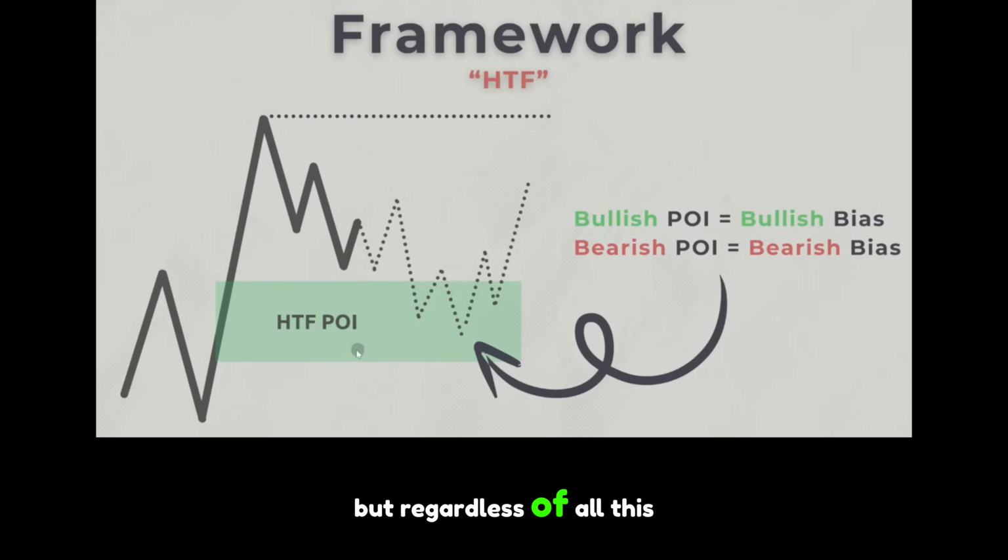But regardless of all this, a higher time frame POI, so let's say this is your higher time frame POI, as price is coming to that higher time frame POI, you have a high probability that your bias would be the same. So let's say it's a bullish POI on the higher time frame. It means we are having a bullish bias inside of here. Most of the time, I would say 70% of the time, as we are inside of a bullish fair value gap on the monthly time frame, on the lower time frame, we are bullish.